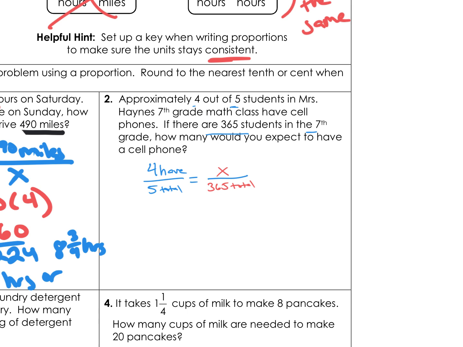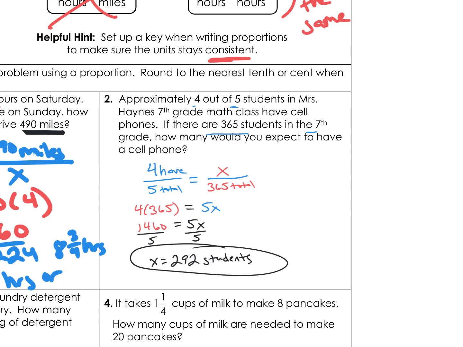So that's the way we would set up our proportion, because we have to have total to total. And now we just go ahead and solve. So we have 4 times 365 has to equal 5x. 4 times 365 is 1,460. And I had this written out before, so don't just think that I magically know all this multiplication. That is equal to 5x. We're going to divide both sides by 5. So x is equal to 292 students that have cell phones.